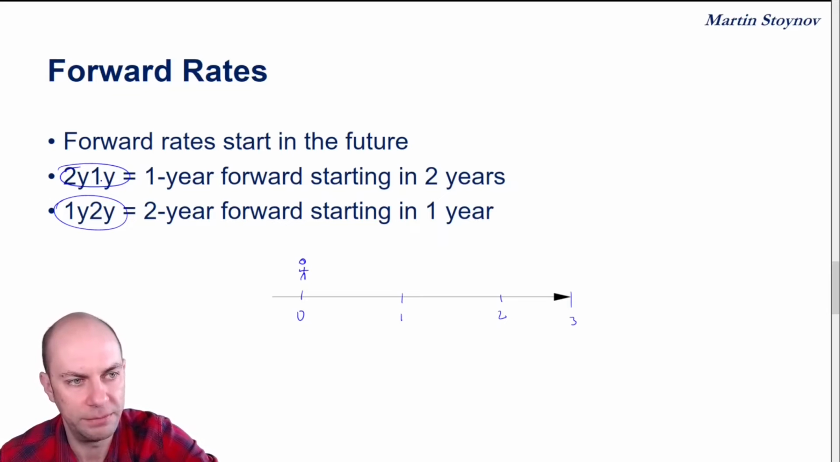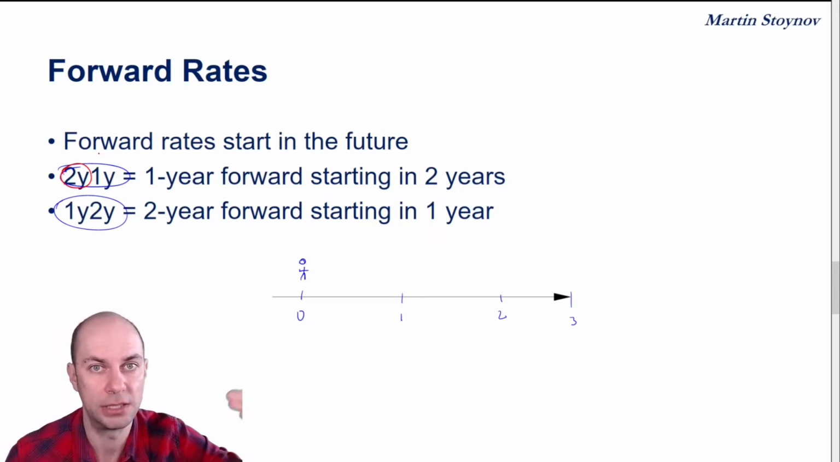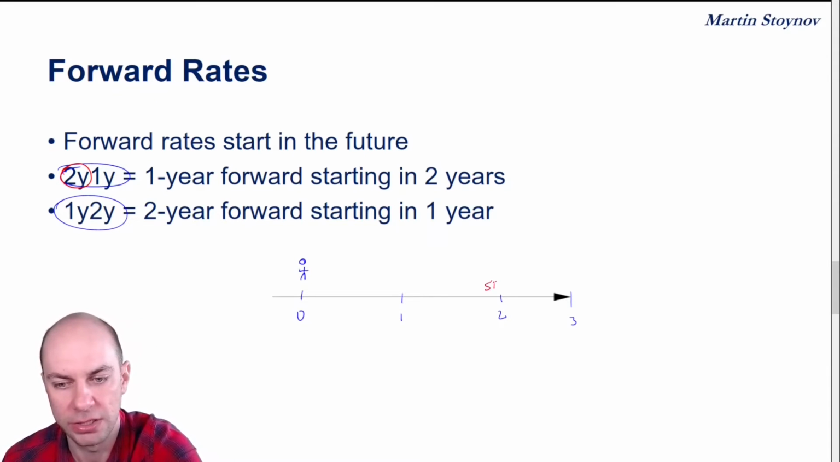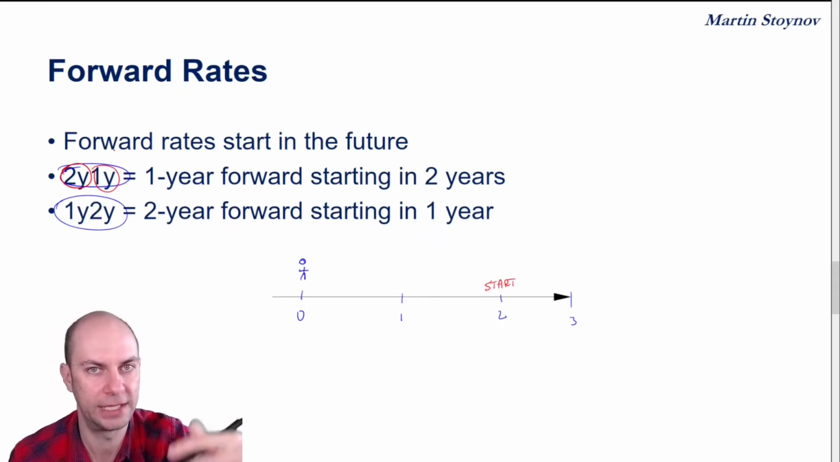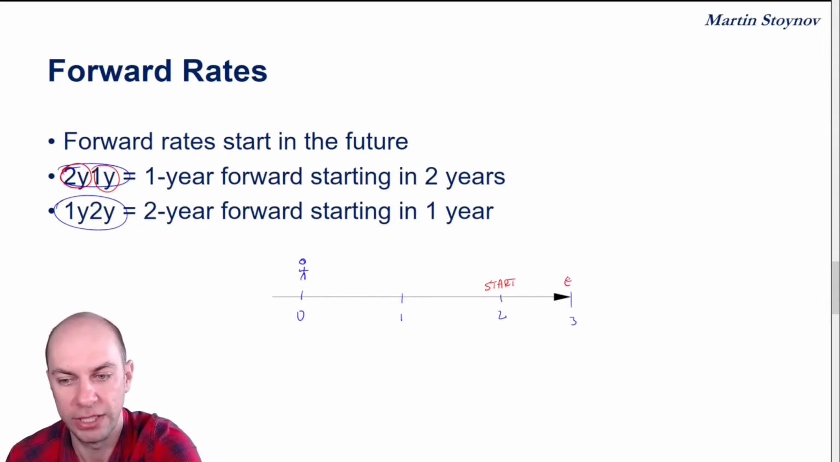So what it means is the first part of the notation tells me when I'm going to start lending or borrowing on the timeline. So the 2y here means that the start occurs at this point. And then the 1y, the second part, tells me how long I'm going to borrow or lend for. So in this case, 1 year brings me here.